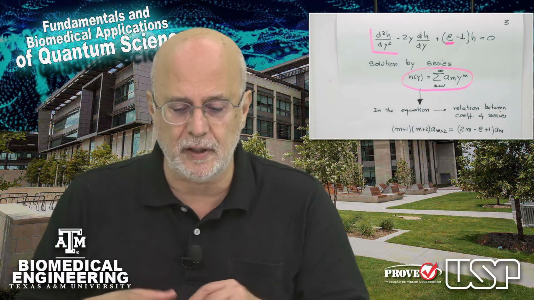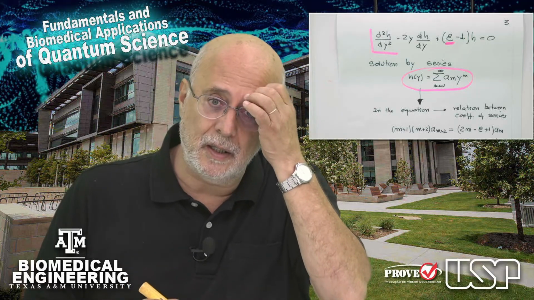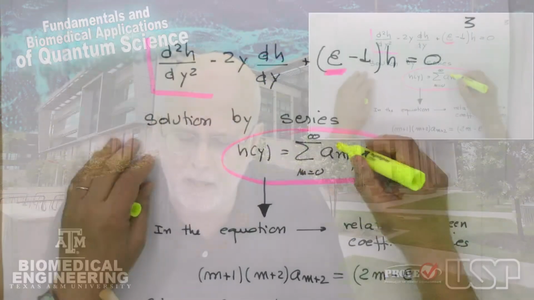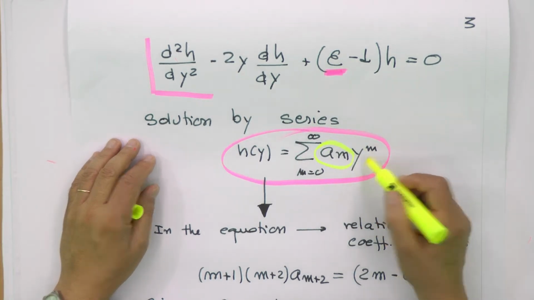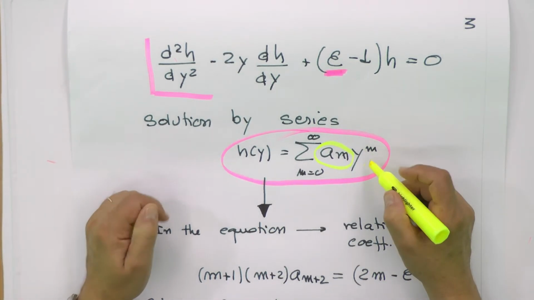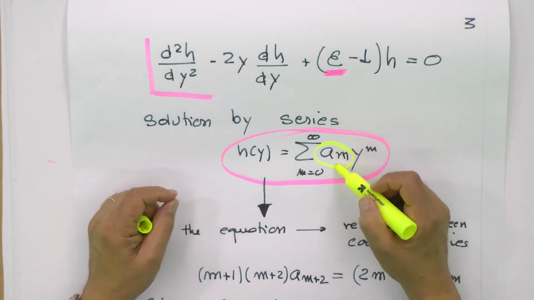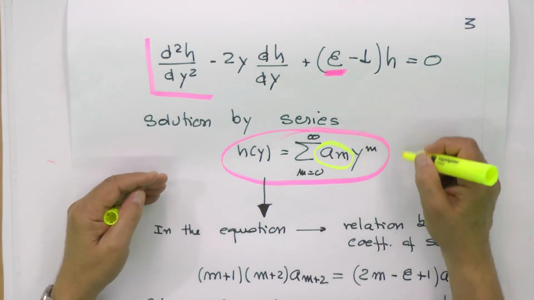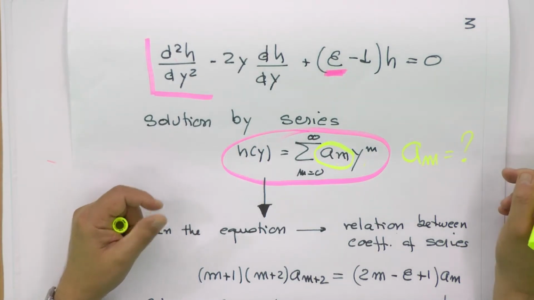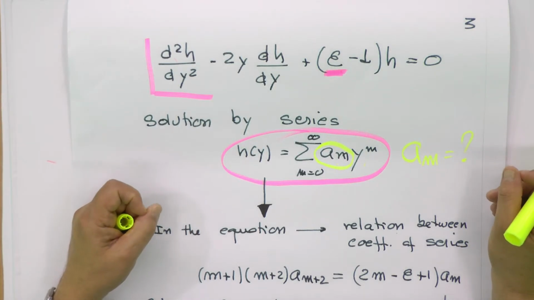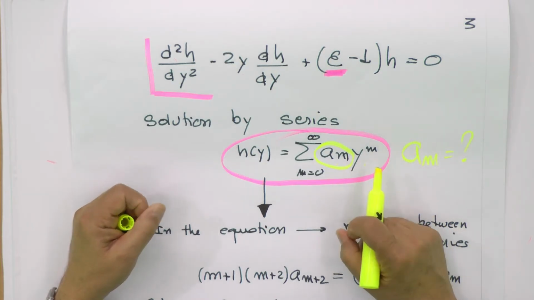Okay, so let's go for the solution. The idea here is to find the coefficients, because if this is a polynomial, I can express y in terms of x, and if I know all the coefficients, I know the function. So the idea here is to determine the coefficients. I have to find relations for the coefficients of the polynomial.